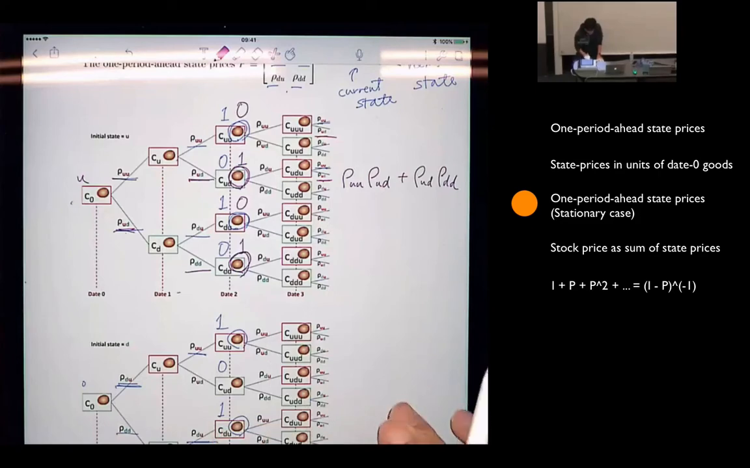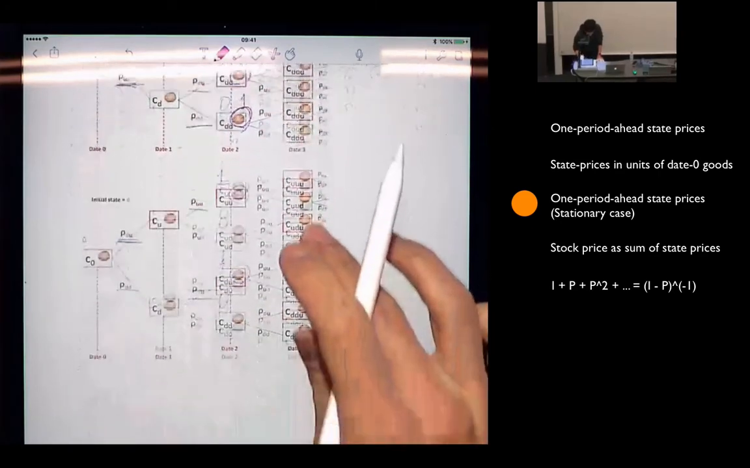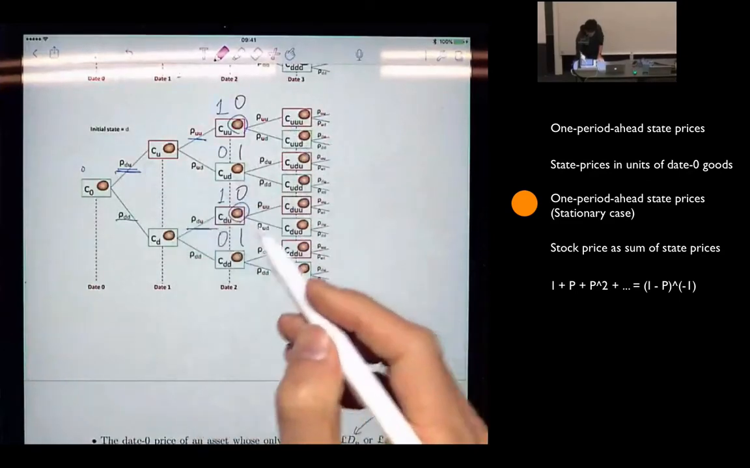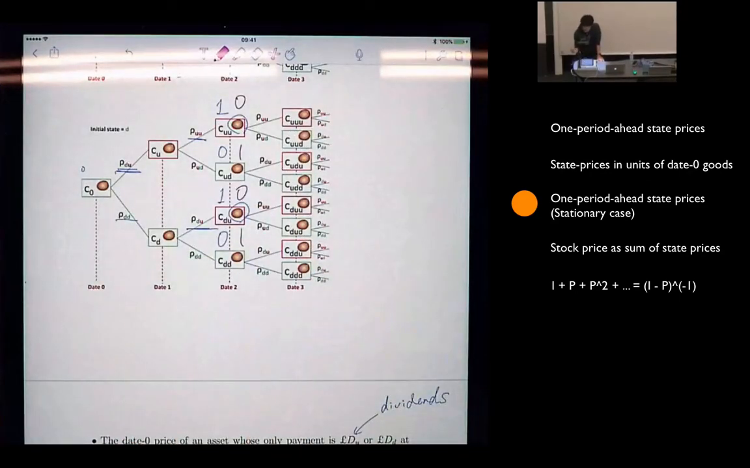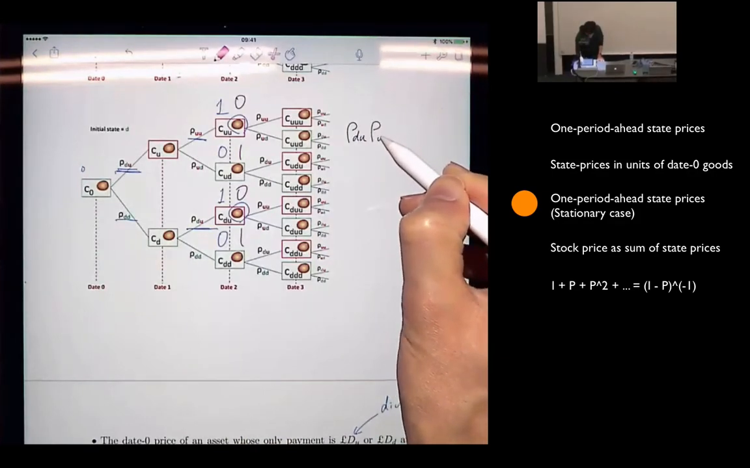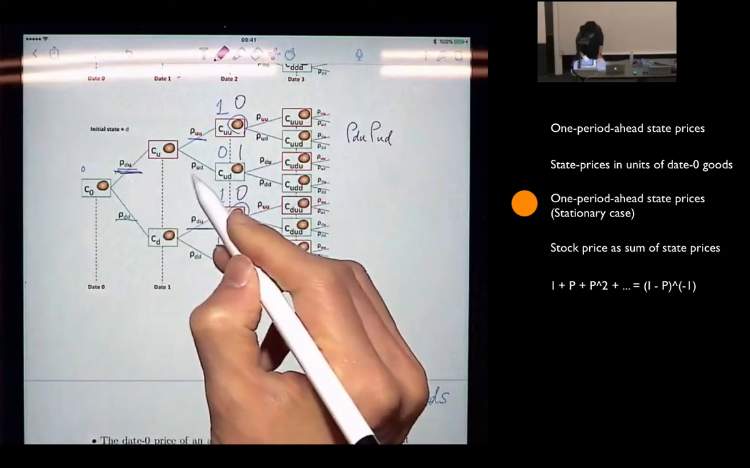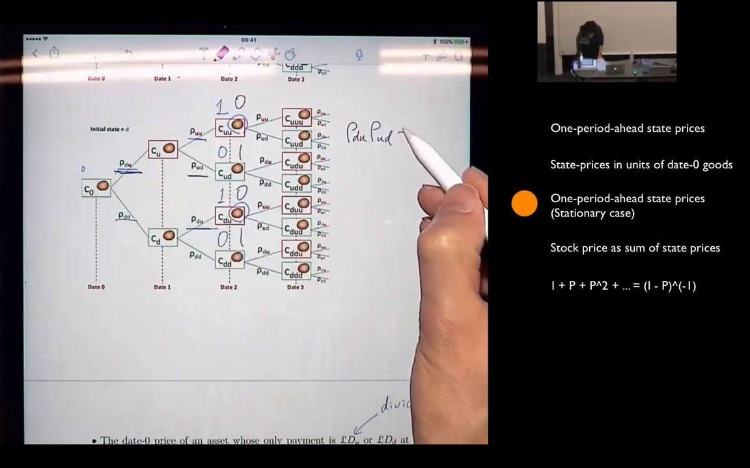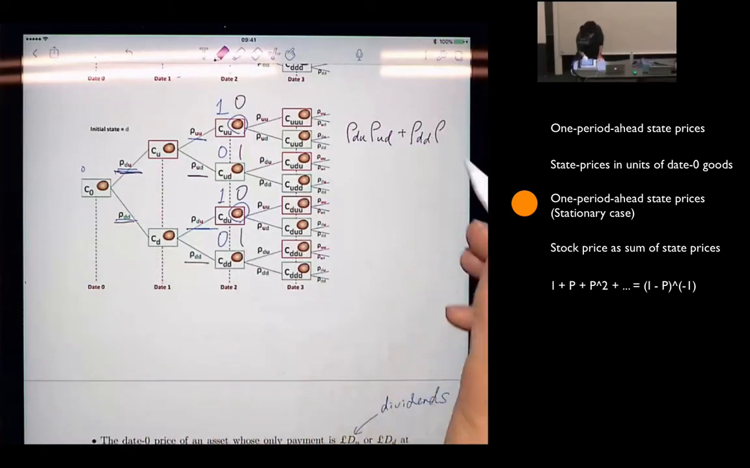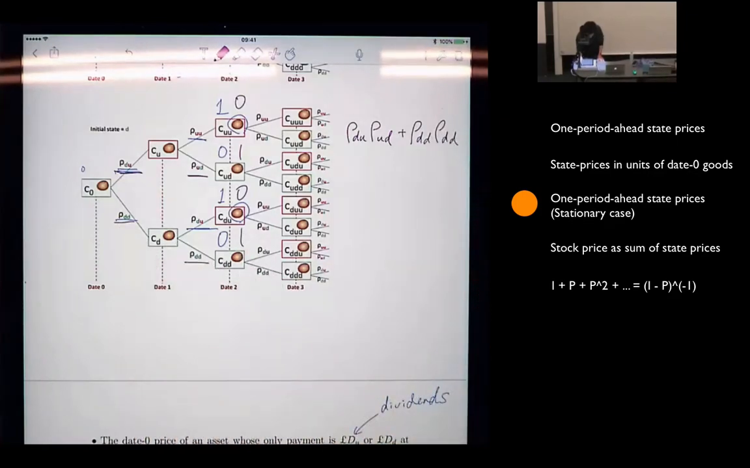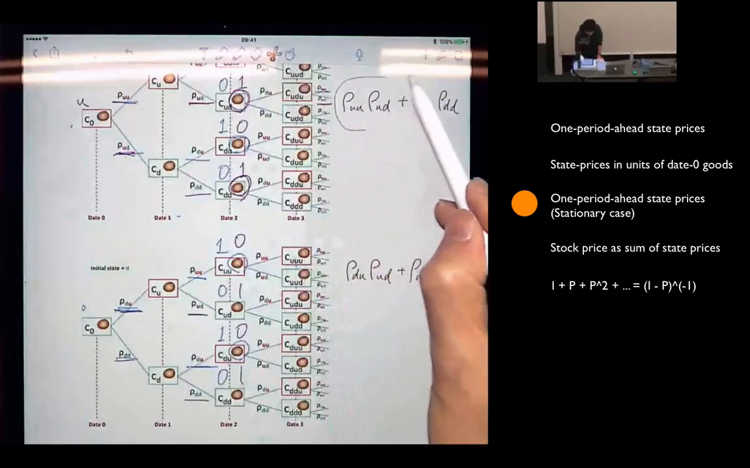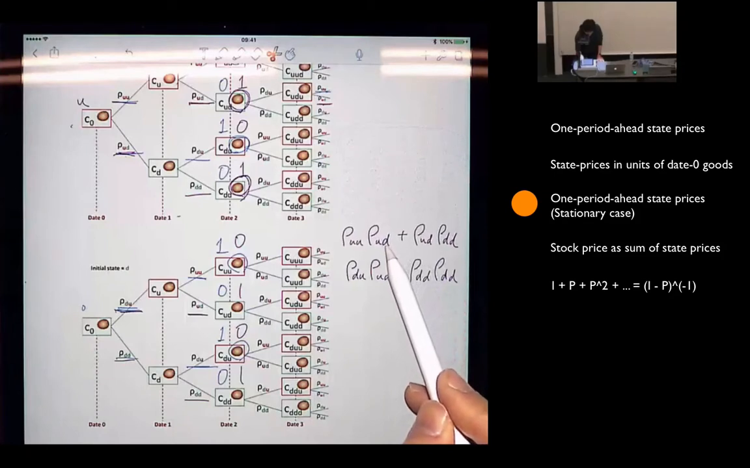Similarly, if the initial state is D, the payment is 0, 1, 0, 1. So the price of such an asset with such payment is rho du times rho ud plus rho dd times rho dd. Okay? It's tedious, but it's a preparation.